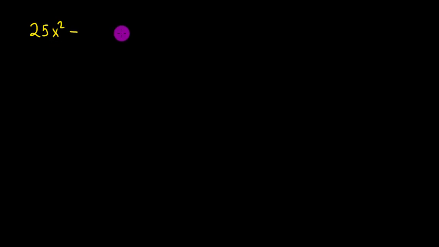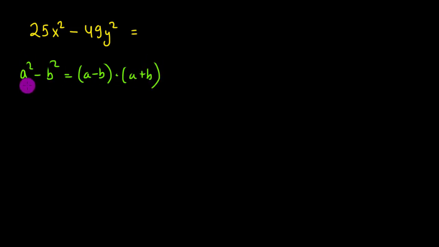25x squared minus 49y squared. What is it? So as you remember, what is the formula? A squared minus b squared, yeah? It is a minus b times a plus b, yeah? So you should have a square. This should be all the square. But here you have only x squared. What do you do?